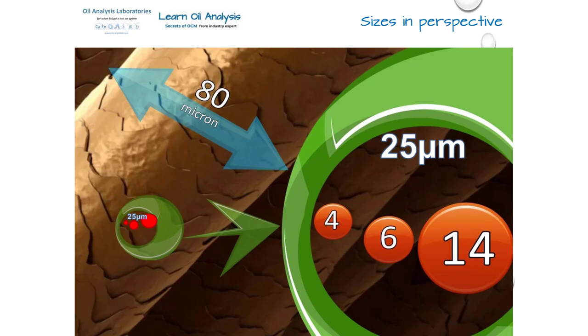On the screen you can see 4, 6 and 14 micron size particles. These will be important when we talk about ISO cleanliness codes later. Just to show the size we're working at, I've put in a human red blood cell into the picture so you have a sense of how small we actually are. Now that red blood cell is about 6 microns. When we talk about elemental analysis, this for nearly all labs is the largest particle that will be detectable.